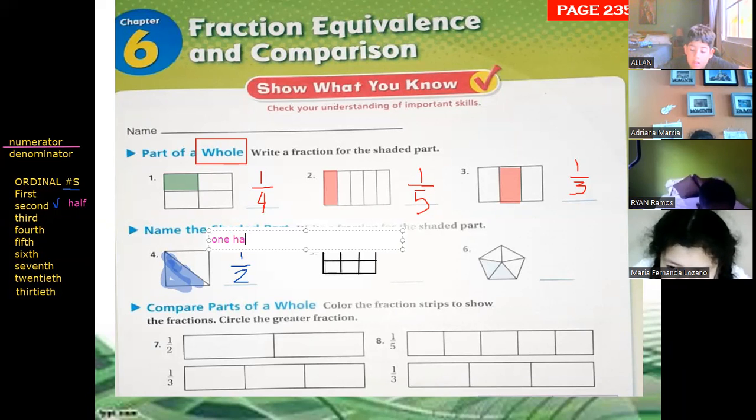This is the most common way. Yes, because second is the ordinal number. But the most common way to read these fractions is 1/2.